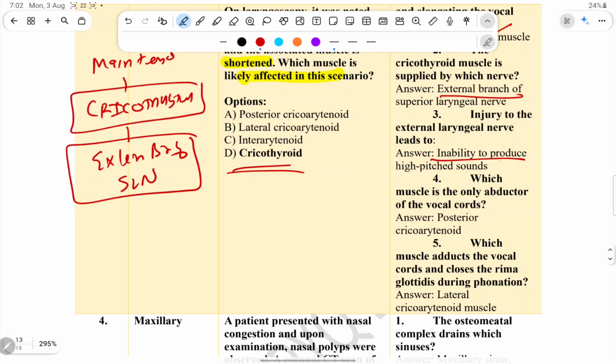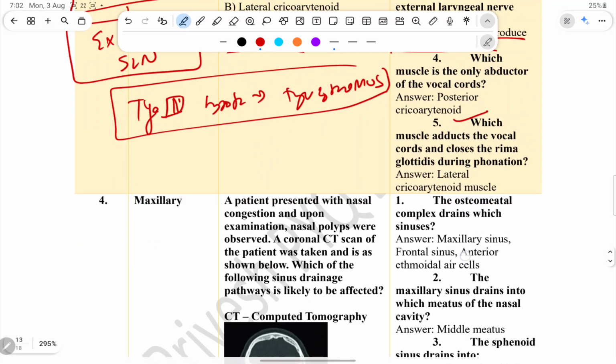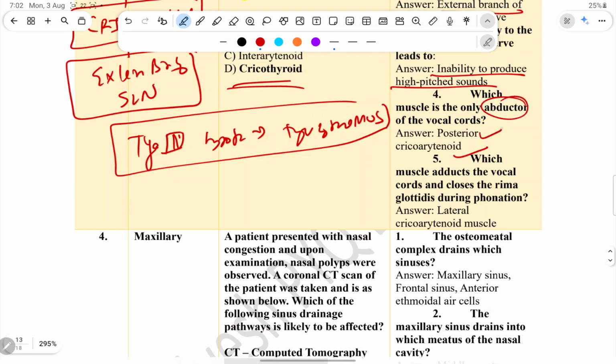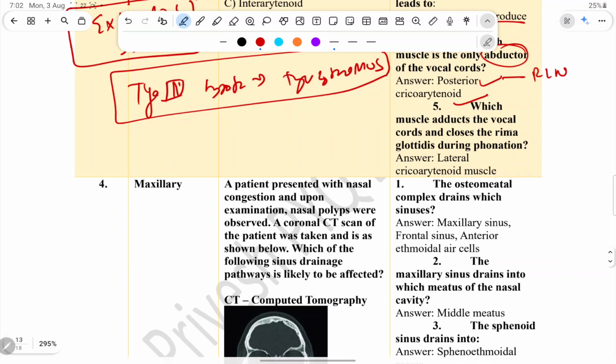Injury to the external laryngeal nerve leads to inability to produce high pitched sound. Type 4 thyroplasty is done, which leads to tightening of the muscles. Which of the following is the only abductor? Posterior cricoarytenoid is the only abductor, supplied by the recurrent laryngeal nerve. Which muscle adducts the vocal cords and closes the rima glottidis during phonation? It is the lateral cricoarytenoid. Important.